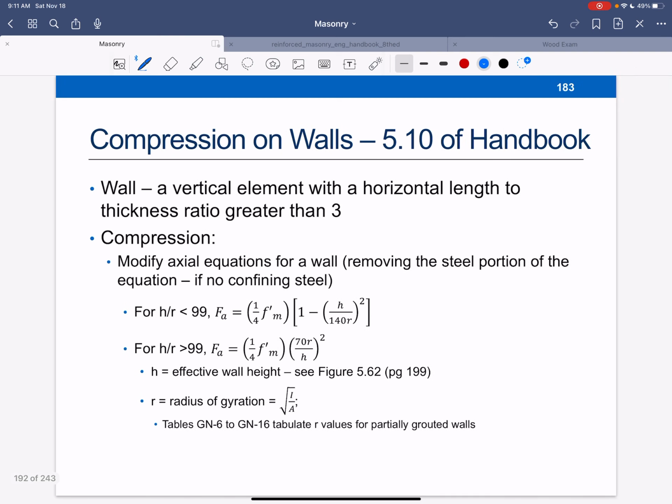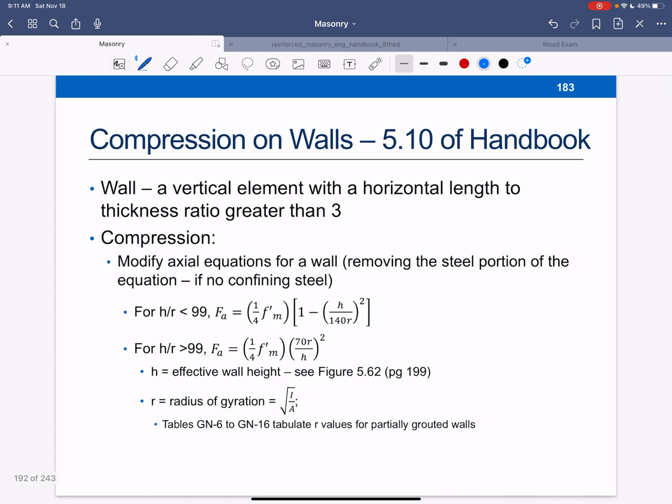So as these equations in your slides, here's r equals the square root of I over A, and the tables in the handbook actually tabulate those values. You can do the I over A, and if you do that out for a rectangular section, you end up with the thickness over square root of 12. You can do that calculation yourself. The thickness of the wall is our old h when we're doing a rectangular section. So you can derive that, but you don't need to because you can actually use the tabulated values.